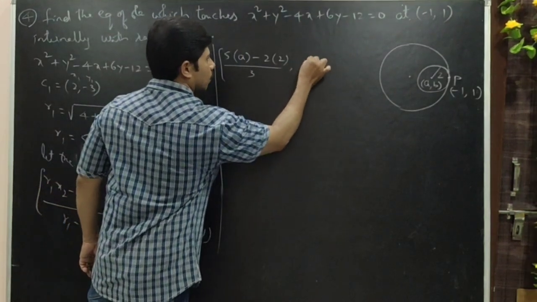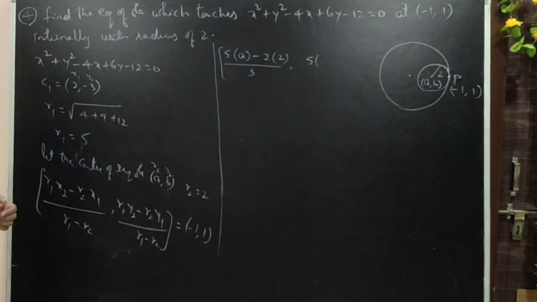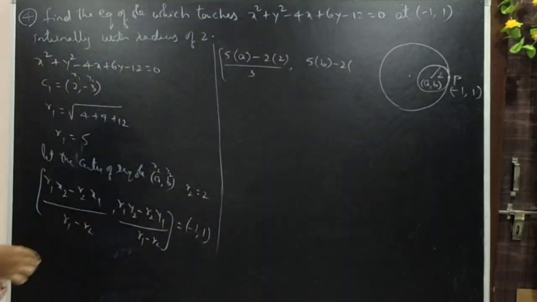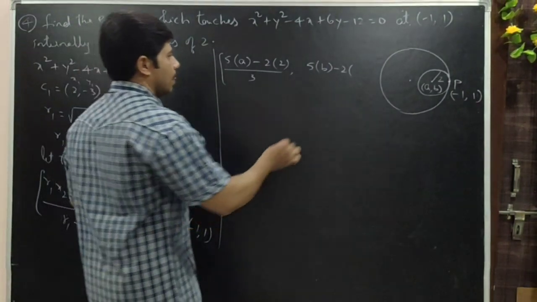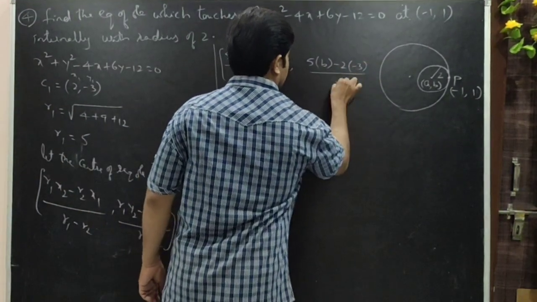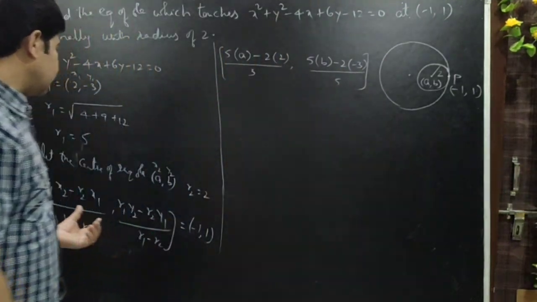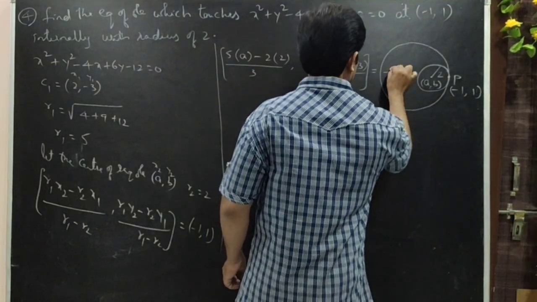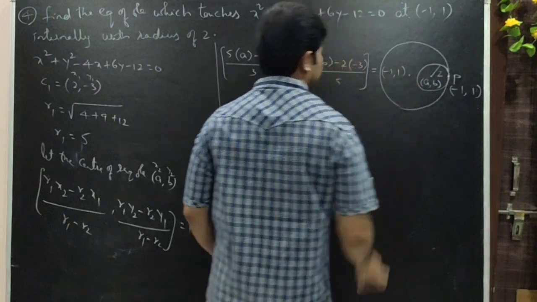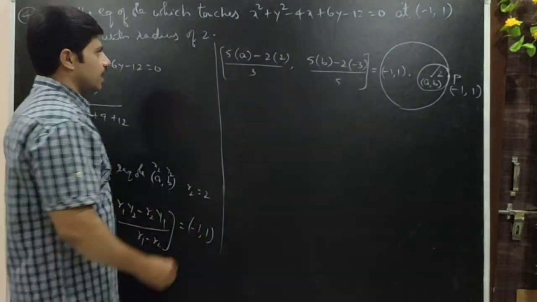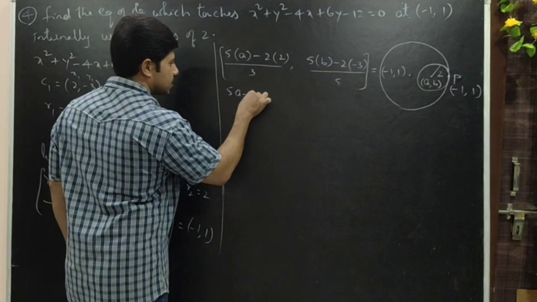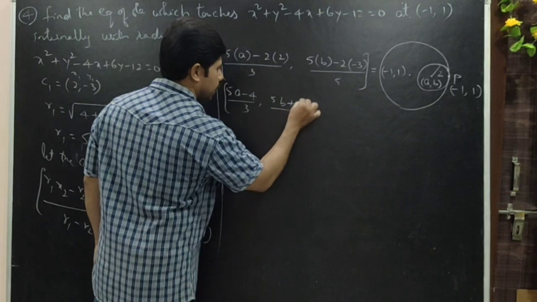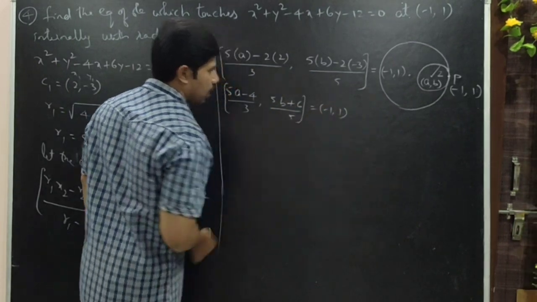Comma, R1 Y2. So Y2 is b. R1 Y2 minus R2 Y1. Y1 is minus 3, by R1 minus R2. Right? And this is to be equated to minus 1 comma 1. Just equate it. So next line, what we get is 5a minus 4 by 3 comma 5b plus 6 by 5 is equal to minus 1 comma 1.